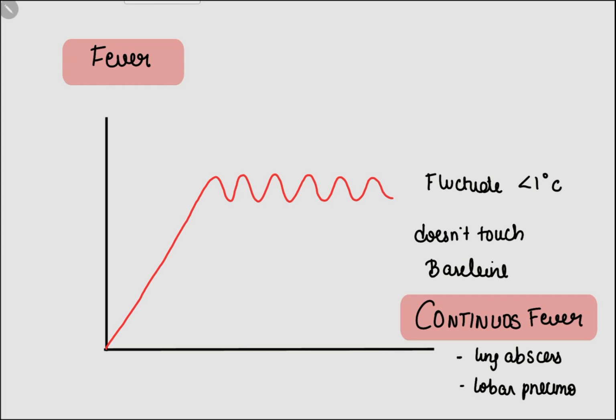Next, one of the favorite questions of examiners: fever types. When we convert it into graphical form, it will be easy to remember. First, continuous fever, wherein there is a rise in temperature from the baseline, and at one point it fluctuates within 1 degree Celsius. So it doesn't touch the baseline. That's the continuous type of fever. It's seen in lung abscess, lobar pneumonia.